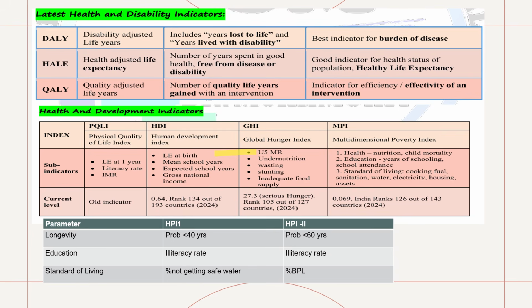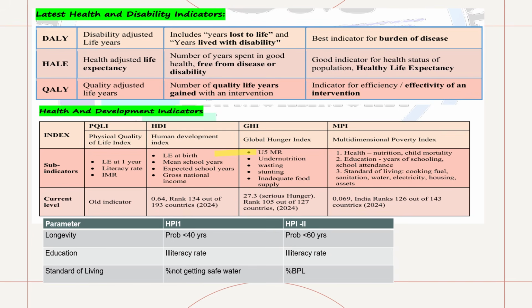So important latest health and disability indicators you should know for every MBBS, MD, FMGE exam, and even NEET PG aspirant. So DALY is what? DALY is disability adjusted life year. This indicates the burden of disease, and this represents the years which are lost to life due to disease, or years which are lived with the disability. So YLL, years lost to life, and YLD, years lost with disability, we will add, and that represents the burden of the disease. So DALY is one indicator.